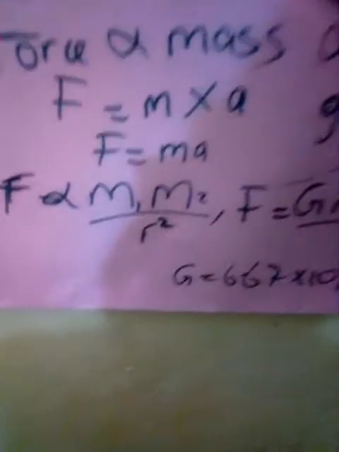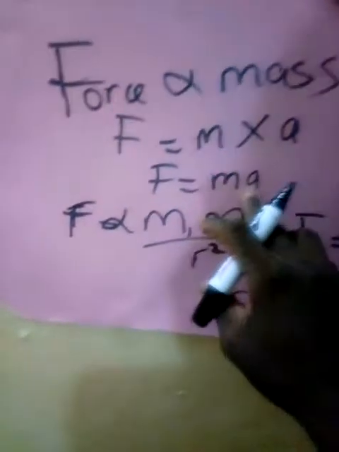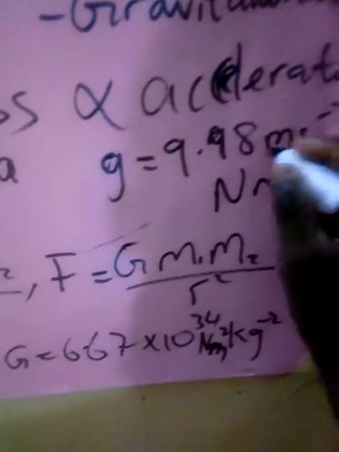Now, according to Newton's second law of motion, the force a body possesses is directly proportional to the mass and the acceleration of the body, which is m times a. That's mass times acceleration. But in a situation relating to gravity, the acceleration here will be replaced with acceleration due to gravity, and that is g, and g is 9.8 meters per second square. Meter per second square, this is the unit.